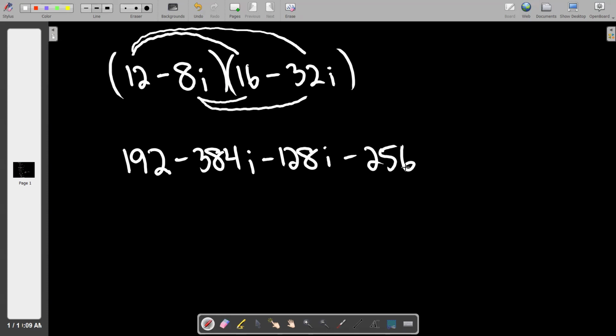What you come to learn today is that i squared is super cool. There's not a lot of meat on the bone. It's just a sign changer. If you find an i squared in a term, just change the sign. That's all it does. It's a sign switcher. And at this point, let's combine our like terms. What is 192 minus 256?